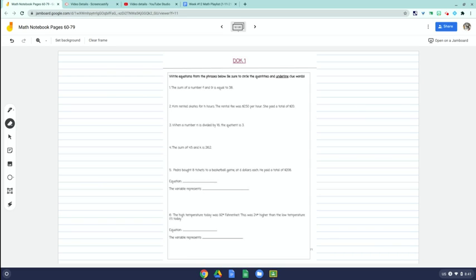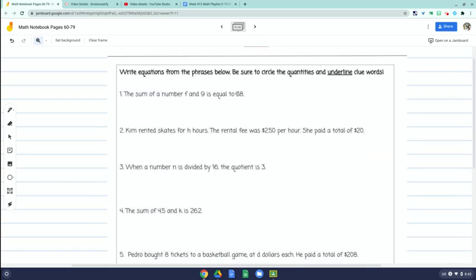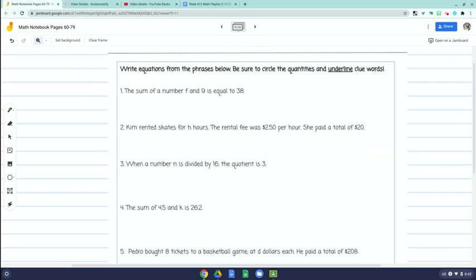It's page 71. We're continuing with lesson 11.1, and we're going to be taking a look at equations with phrases that are written out in word form, similar to what we did on page 71, with a little bit different information here, a little bit different with the variables. So it says at the top, write equations from phrases below. Be sure to circle the quantities and underline the clue words.